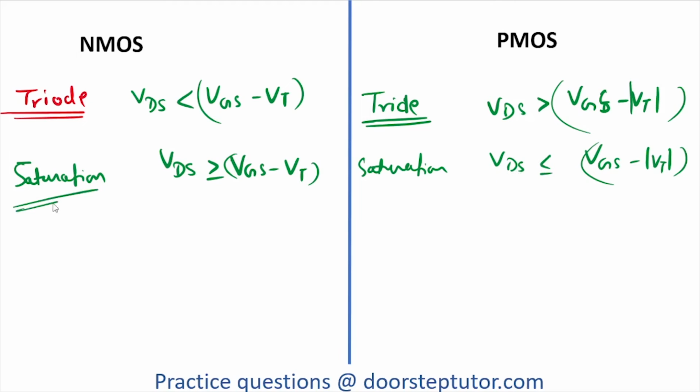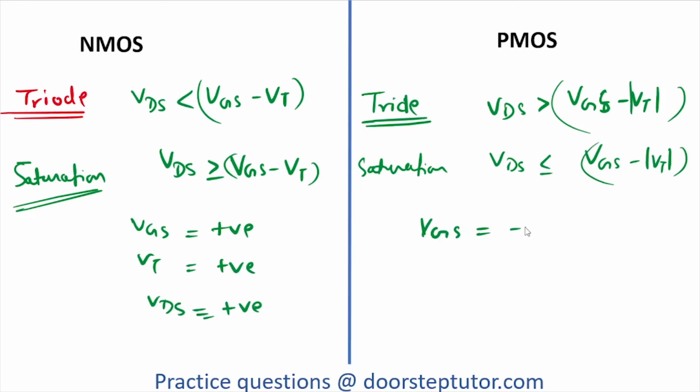Okay, so these are the condition, and you can see the sign is reversed because the polarity of the voltage is going to be reversed, because VGS is positive, VT is positive and VDS is positive. Whereas in case of PMOS, the VGS is negative, VT is also negative, and VDS that we are going to apply is also negative.